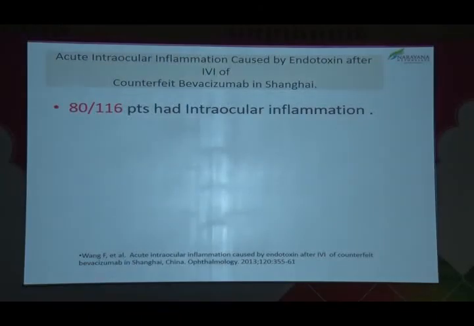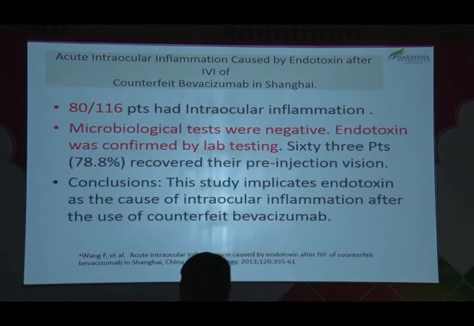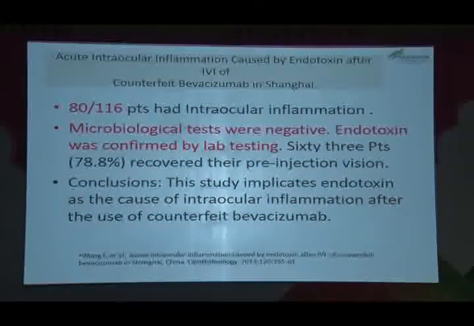So this is a case from China. Out of 116 patients, 80 developed intraocular inflammation after Avastin injection, and all microbiological tests were negative. So the culprit was endotoxin, which was confirmed by lab testing. And 78% of the patients recovered their pre-injection vision. So if the patients have infection with endotoxin, that is a sterile infection, most of the patients will do well. This study implicated endotoxin as the cause of intraocular inflammation after the use of counterfeit bevacizumab.